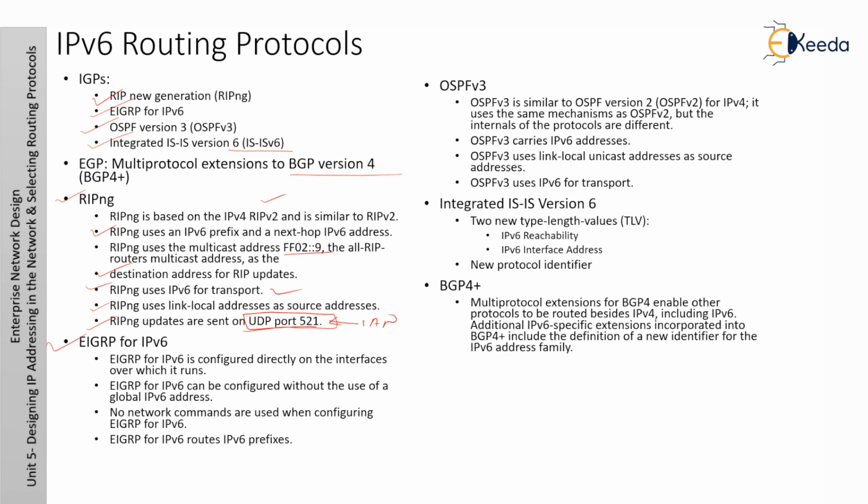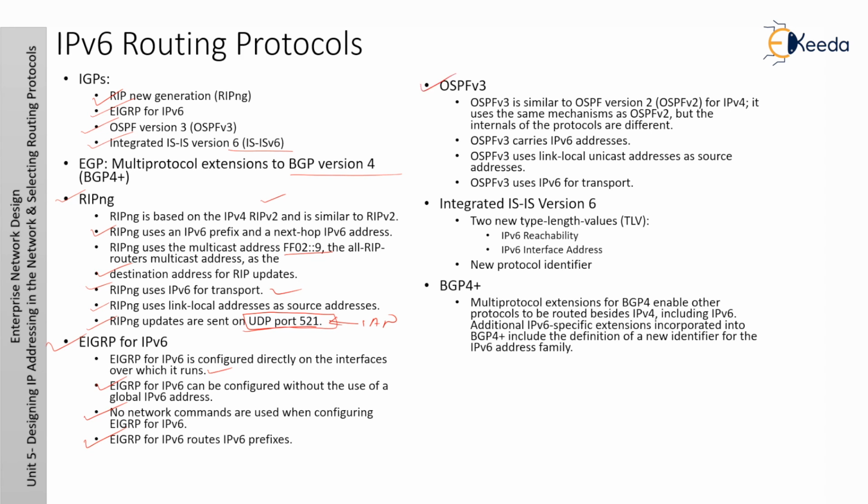Now come to EIGRP for IP version 6. EIGRP for IP version 6 is configured directly on the interfaces over which it runs. EIGRP for IP version 6 can be configured without the use of a global IP version 6 address. No network commands are used when configuring EIGRP for IP version 6. EIGRP for IP version 6 routes IP version 6 prefixes.